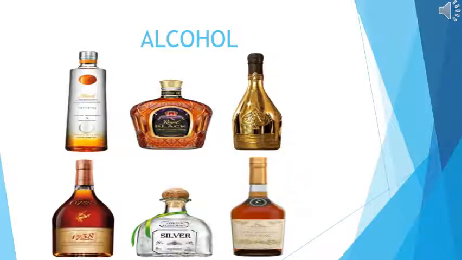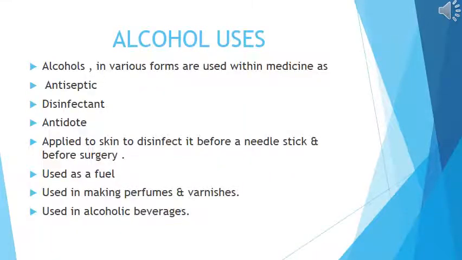Now let's discuss the uses and production of alcohol. Let's study different uses of alcohol. Alcohols in various forms are used within medicines as antiseptics, as disinfectants, as antidotes. Alcohols are applied to the skin to disinfect it before a needle stick and before surgery. Alcohol is also used as fuel. Alcohol is used in making perfumes and varnishes. Moreover, alcohol is also used in alcoholic beverages.